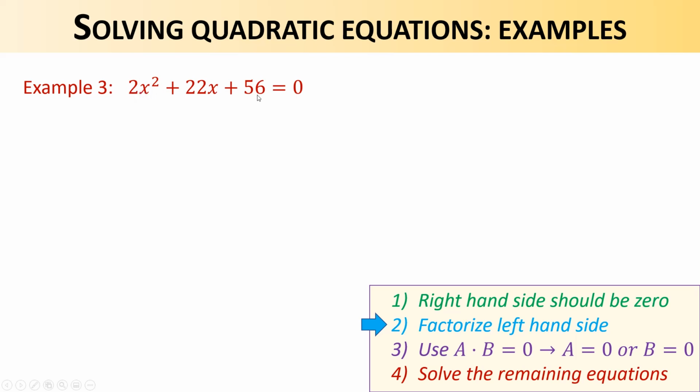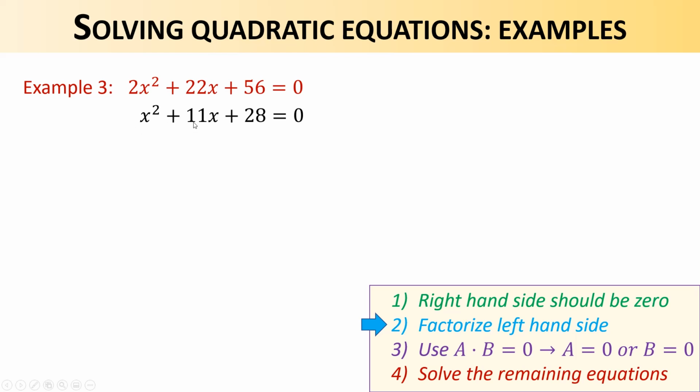Can we do that? Well, yes, we can divide everything on the left-hand side by 2 if we divide the right-hand side by 2 as well, and that's easy because 0 divided by 2 is just 0. So we divide this by 2, we get x squared. 22x divided by 2 is 11x, and 56 divided by 2 is 28. So now we are ready to start factorizing the left-hand side.